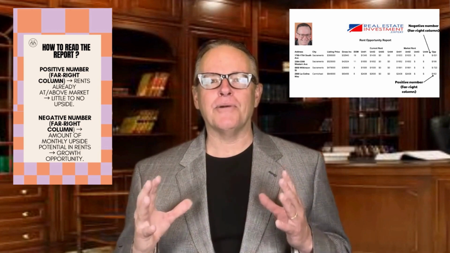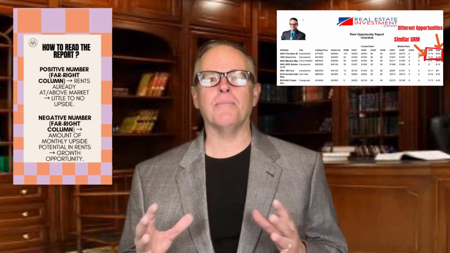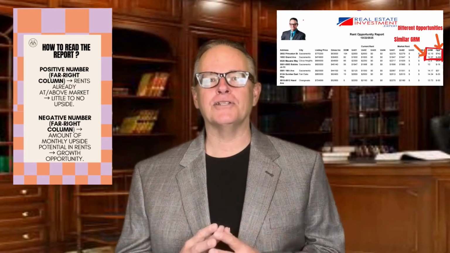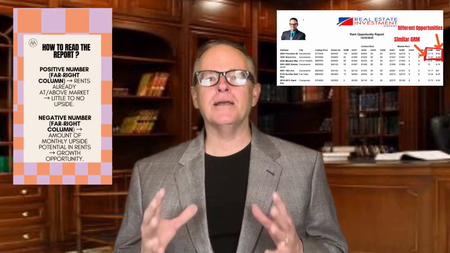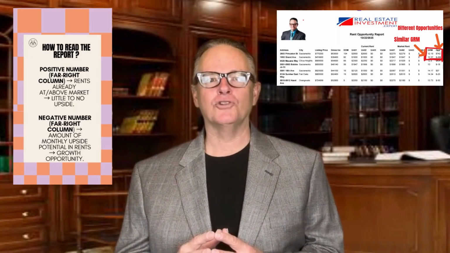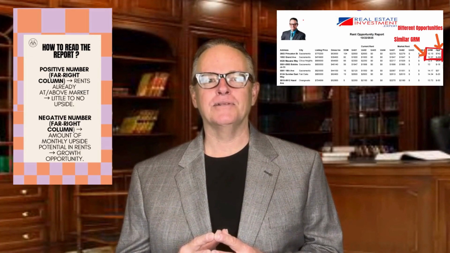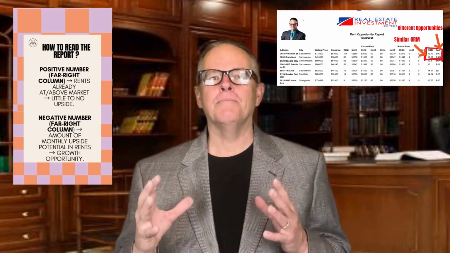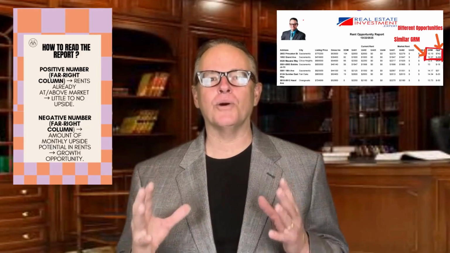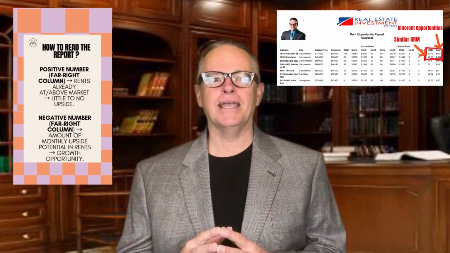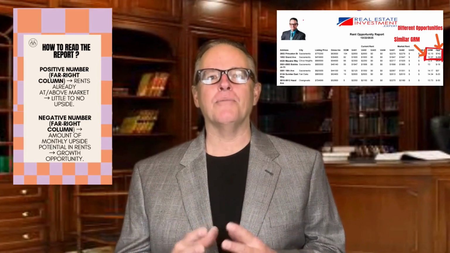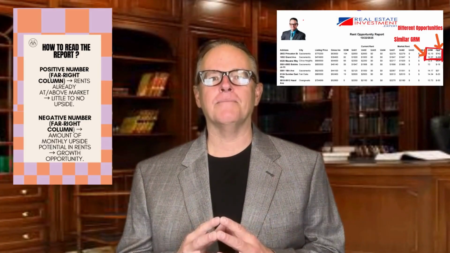What we will discover is that sometimes there are two properties with a similar GRM, but one of the properties will have much better long-term opportunity for income growth. Given the choice between these two properties, even if the short-term GRM is slightly higher, I would pick the property with a similar GRM but bigger negative number in the report because, like I said earlier, a negative number in the report means this is how much money per month the rents can be increased over time.